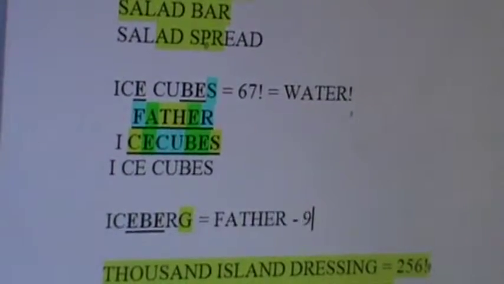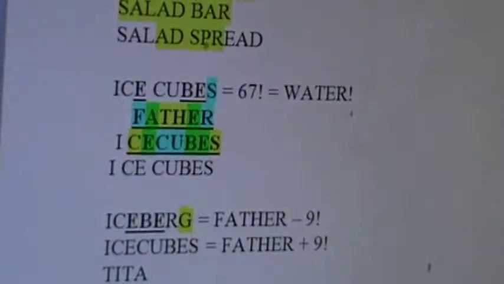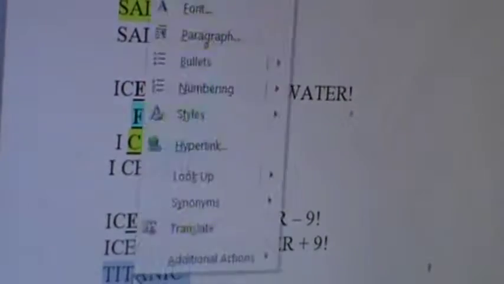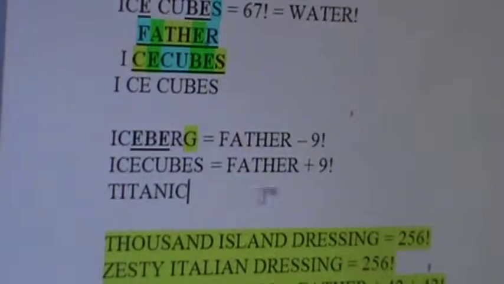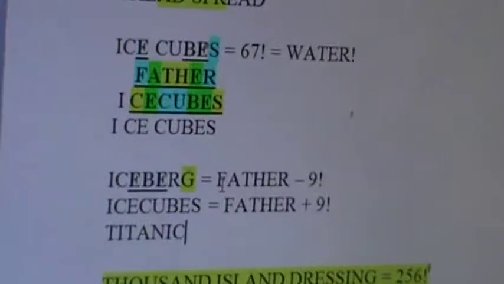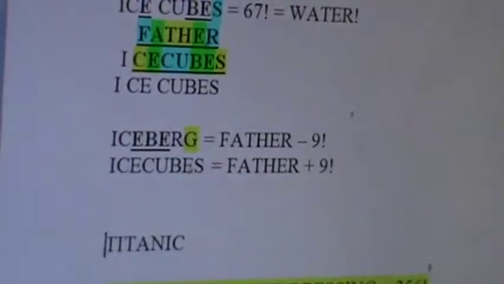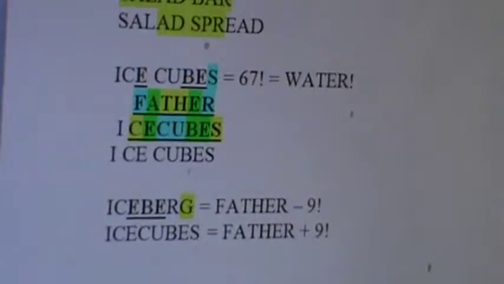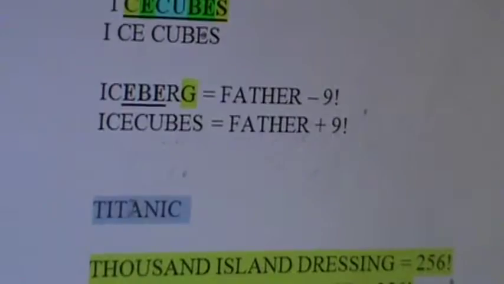Okay, in fact, iceberg, this is going to blow your mind. Iceberg is Father minus 9. Okay, ice cubes is Father plus 9, which equals water. And then I like pointing out, even the word Titanic is flawless in its design for Father, the famous ship. Okay, but God is sovereign over everything, folks. Anyways, I don't want to preach too much on stuff like that. You can think about that for yourself, seek God regarding that stuff. But God is sovereign. If He ordained the Titanic to exist and go down, you can't argue with God. Whatever happens, happens according to His will.